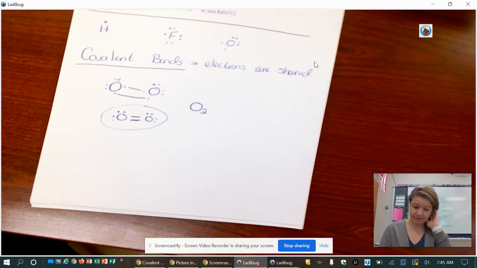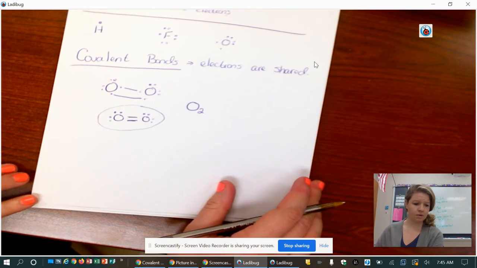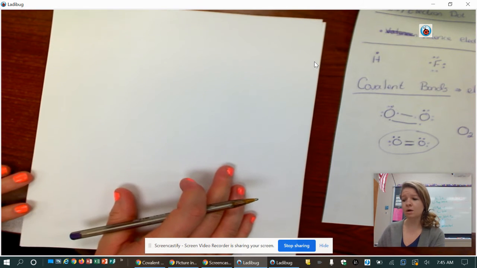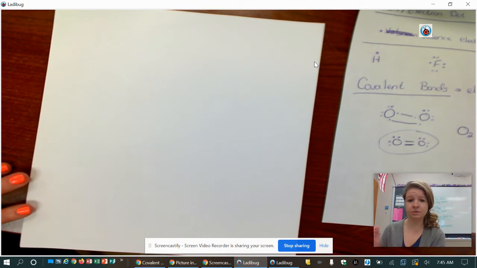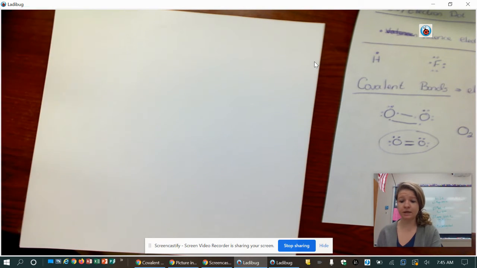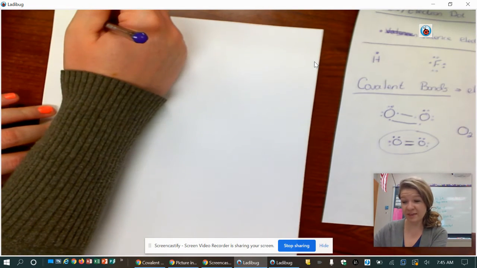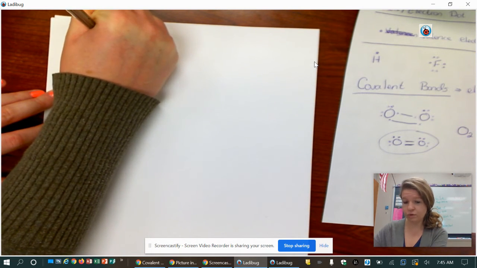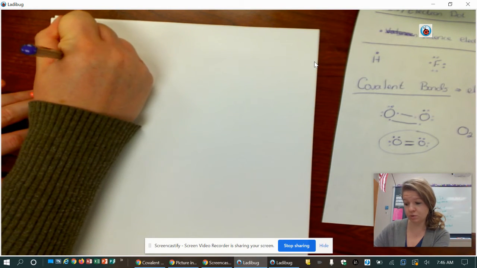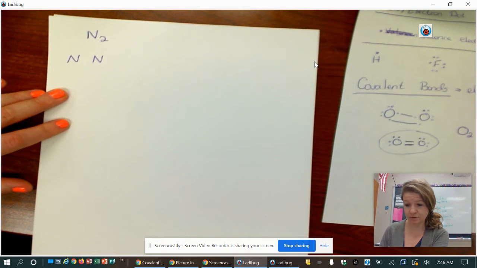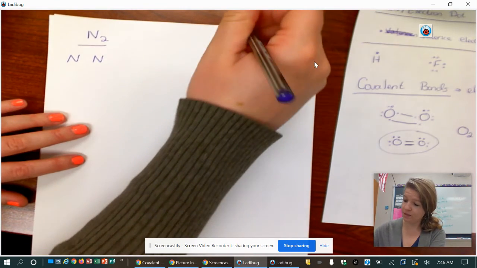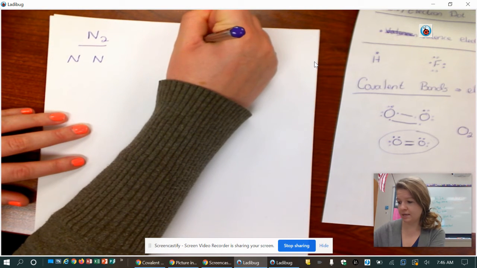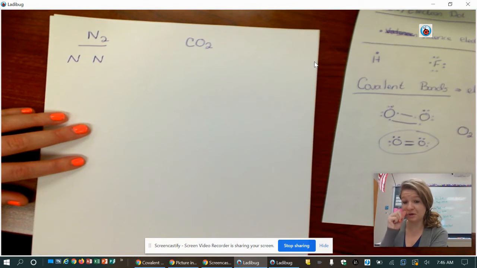So for example, let's try a couple more Lewis dot structures. What I would like you to do is, using your gizmo and using your electron dot diagrams, try and draw the electron dot diagrams for these formulas. I want you to try to draw N2. If it's N2, it means there's going to be 2 nitrogens. How do you think those would bond? I want you to try N2. Then let's try CO2, also known as carbon dioxide.